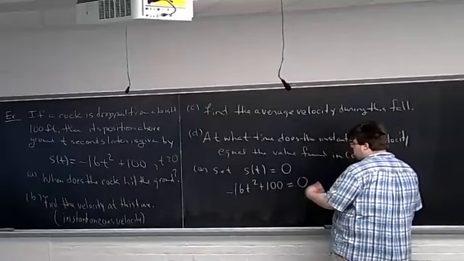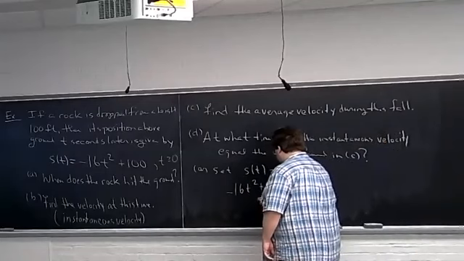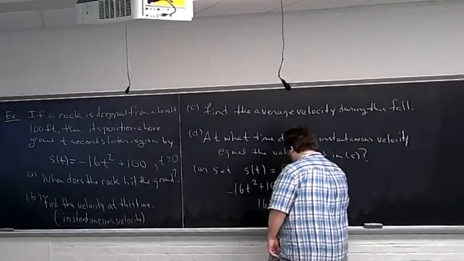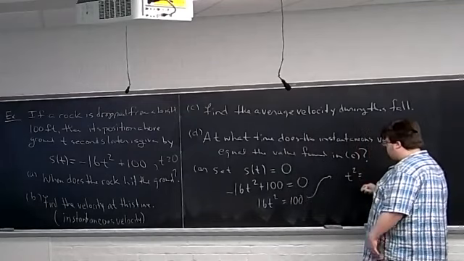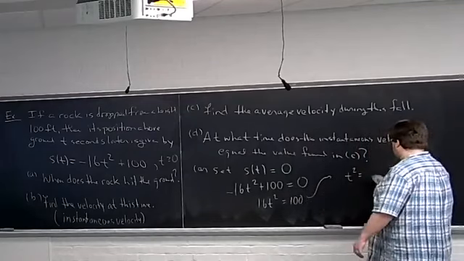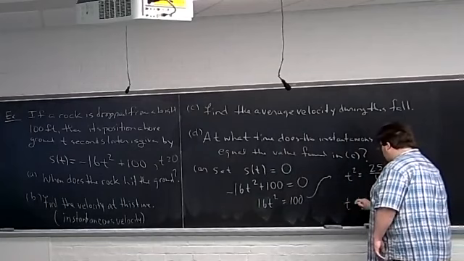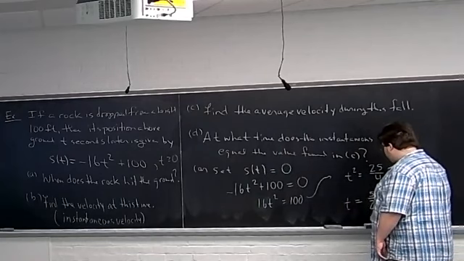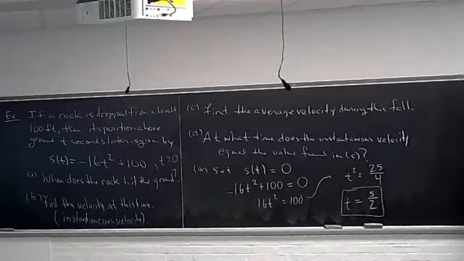Solve this for t. Well, we can add 16t squared to both sides. So we get 16t squared equals 100. We can divide by 16. So we get t squared equals 100 over 16, 50 over 8, 25 over 4. Solve this for t. We get t equals 5/2. And we're not taking the negative because we won't have negative times here. t equals 5/2, so 2.5 seconds. Any questions about part A?